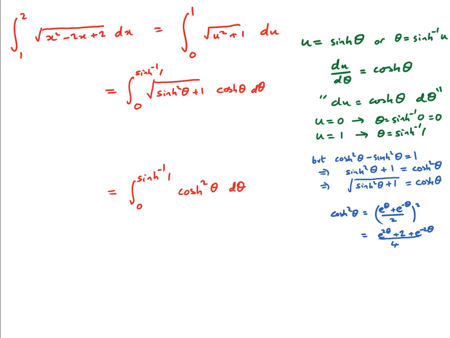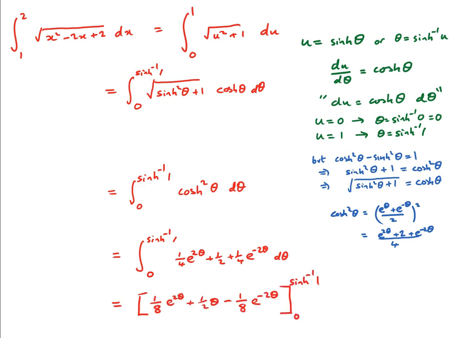So we've got to square that, and if we square that we end up with e to the 2 theta plus 2 lots of e to the theta times e to the minus theta, which just gives me 2, plus then e to the minus 2 theta, all over 4. So I can rewrite the integral again, this time as the integral between 0 and sine to the minus 1 of 1 of a quarter e to the 2 theta plus a half plus a quarter e to the minus 2 theta, which is now a straightforward integration.